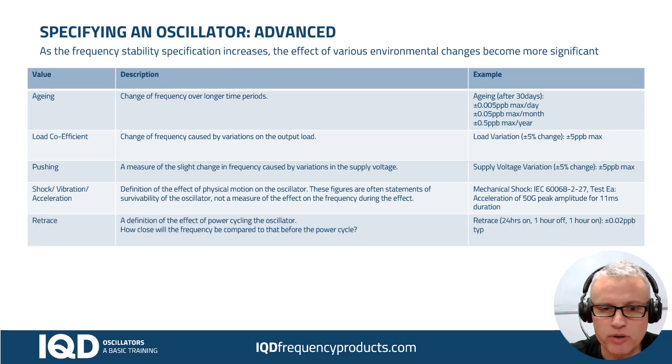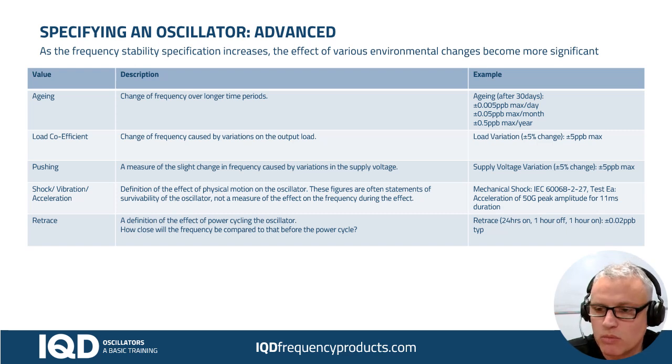Retrace is another one of the more advanced questions we might have. So retrace is a measure of how much the frequency changes when I switch the oscillator off and switch it back on again. Sounds a strange thing, but on an OCXO where the frequencies are parts per billion, it could be that it's just not quite the same, or it takes many, many hours until it's back to where it was. And so we would have a definition of retrace that might say something like, I'm going to run the oscillator 24 hours on, switch it off for 1 hour, switch it back on for 1 hour, and then tell you how much the frequency is close to what it was in the beginning.